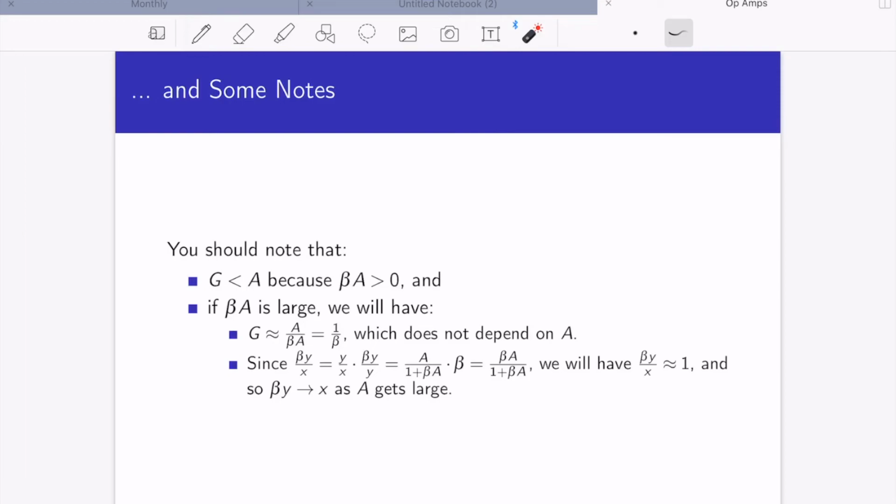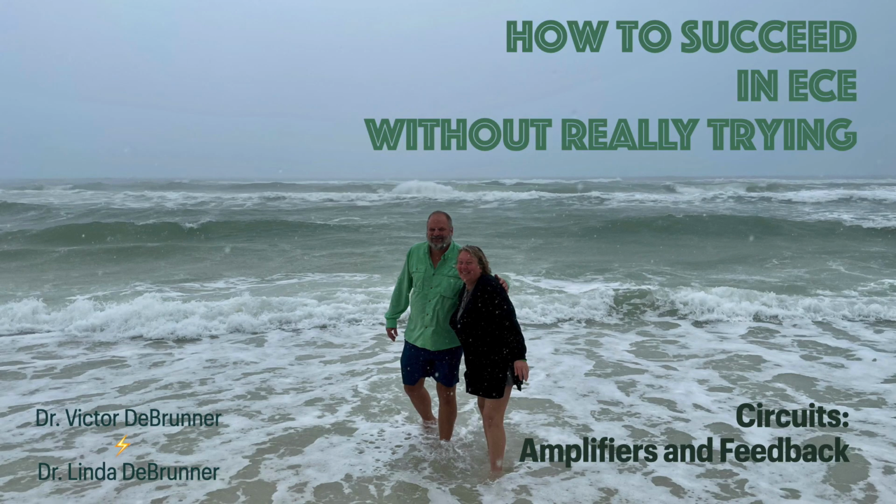Okay. We can similarly write beta Y over X is equal to Y over X times beta Y over Y, just manipulating things here. And that gives us A over 1 plus beta A, that's Y over X, times beta. So we'll get beta A over 1 plus beta A. Okay. And that means that beta Y over X is approximately equal to 1. And beta Y will go toward X as A becomes large. So in this way, we have used negative feedback to create a practical amplifier.